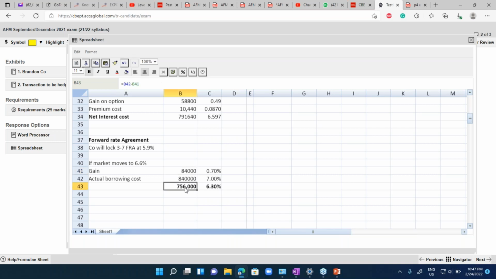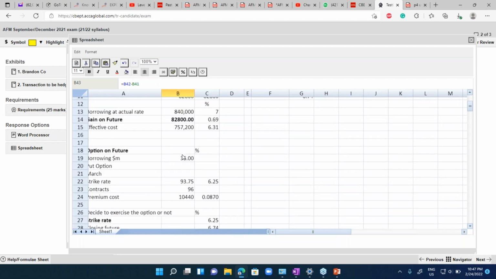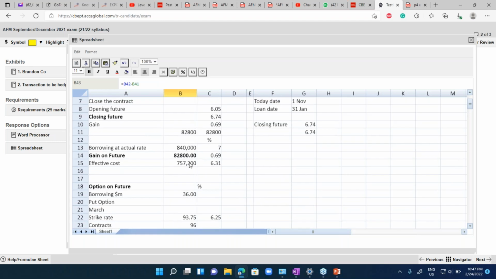It is 756,000. Future net interest cost. Future net interest cost is 757,200. Yes, you're right.